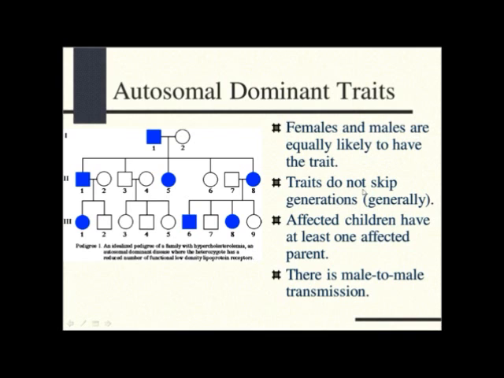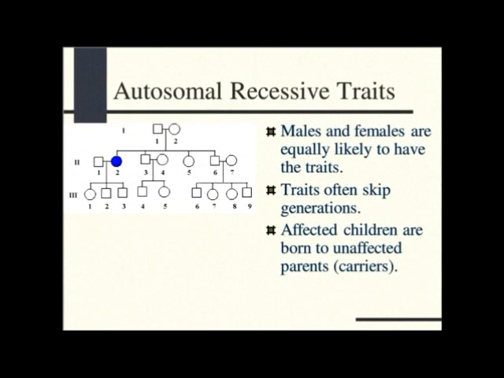Next we have autosomal dominant, where females and males are equally likely to have the trait. Traits do not skip generations. Affected children have at least one affected parent, and there is male-to-male transmission. Okay, so that one seems like it fits, because we know with our detached earlobes that every generation had at least one person who had detached earlobes, and it equally affected males and females. There was about half and half, roughly, that had detached earlobes. And like we talked about, each affected child had at least one affected parent, and there were fathers who passed it on to sons.